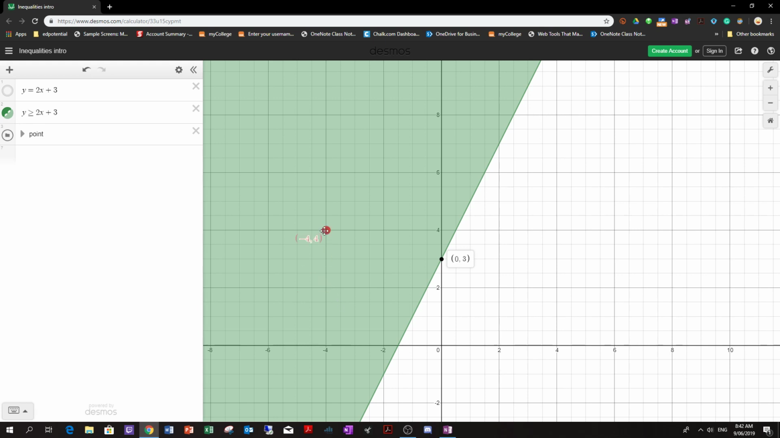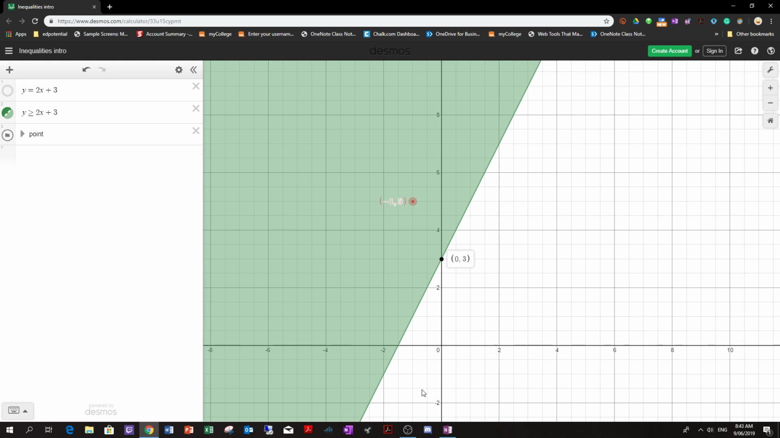Any point that I stick into this equation, so negative 2 for x is going to give me negative 1 on this side, and 4 for y, 4 is greater than or equal to negative 1. So any point in this shaded area is going to work for this equation. There are infinite solutions on this side of the line, and that's why we shade, because we're showing all the possible solutions to this inequality, y is greater than or equal to 2x plus 3.